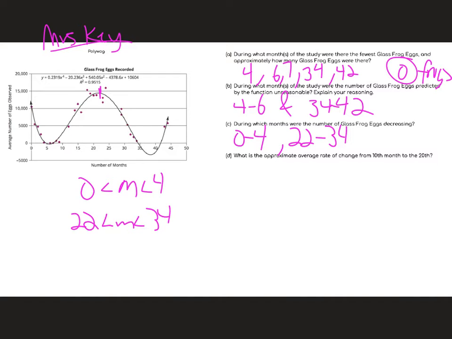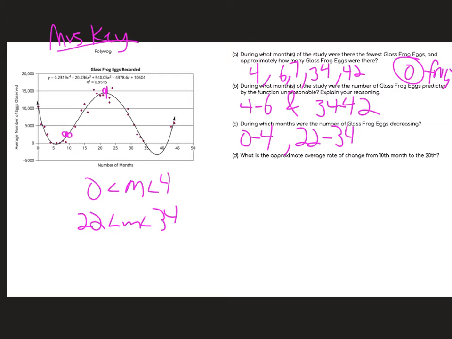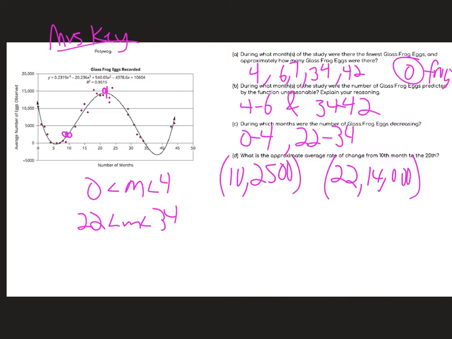What is the approximate average rate of change from the 10th month to the 20th? So 10th month is here, 20th is here, so I can't see that. Let's be bold and say that we have the point 10, 2500. We're making this up. So if you note the points and your points are somewhat logical, we will go with it. And then I said 22-ish, so we'll call that 14,000. So 22, 14,000. And then find the slope.